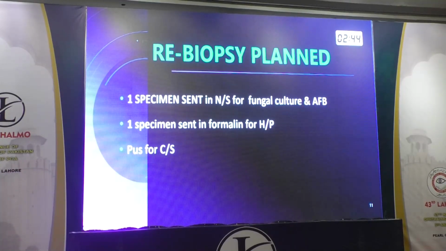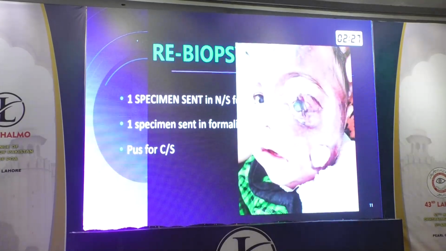This time we went for two specimens. One specimen was sent in normal saline for fungal culture and AFB, because we had a suspicion of tuberculosis as well, and another specimen was sent in formalin for histopathology. The pus was also sent for culture and sensitivity, and this was the picture at that time.